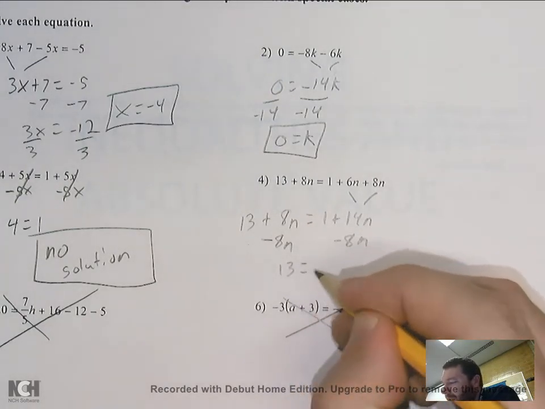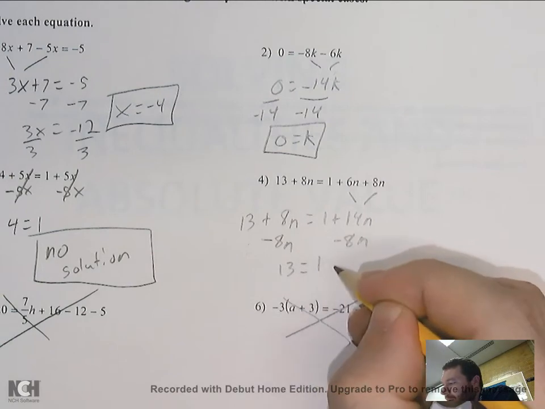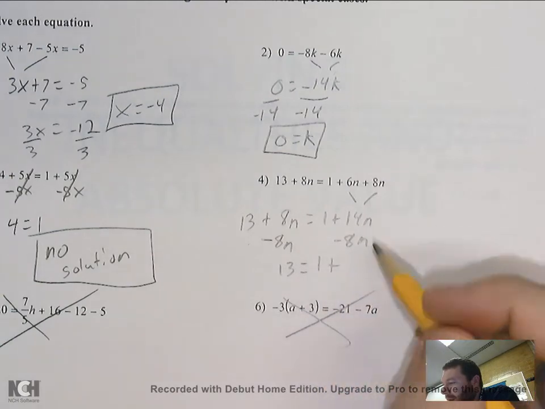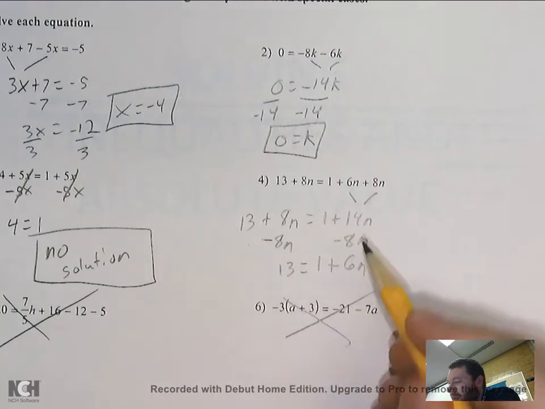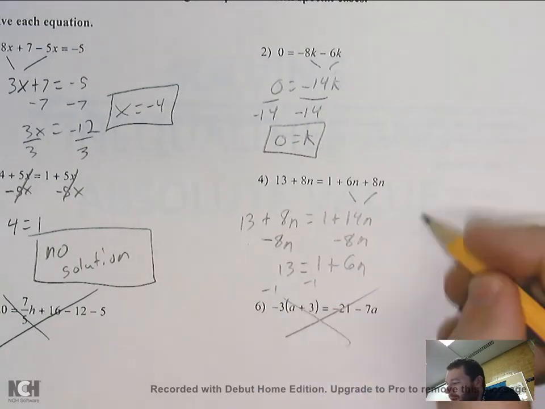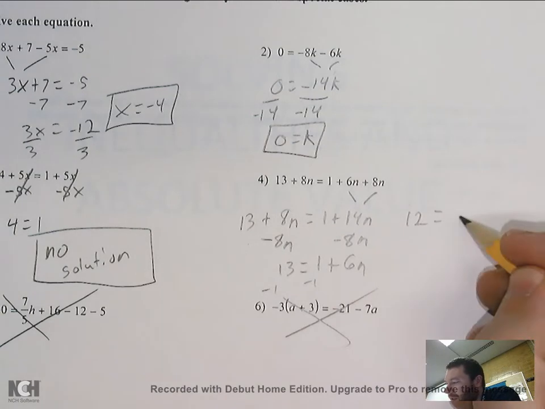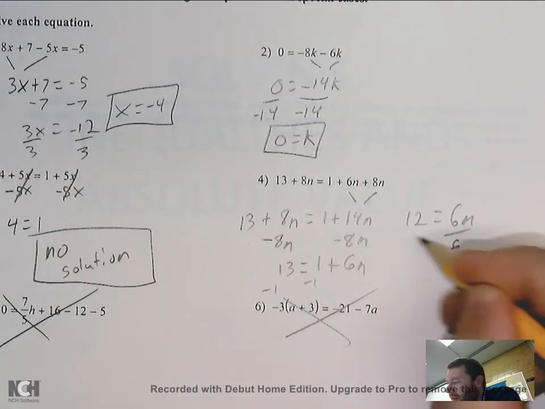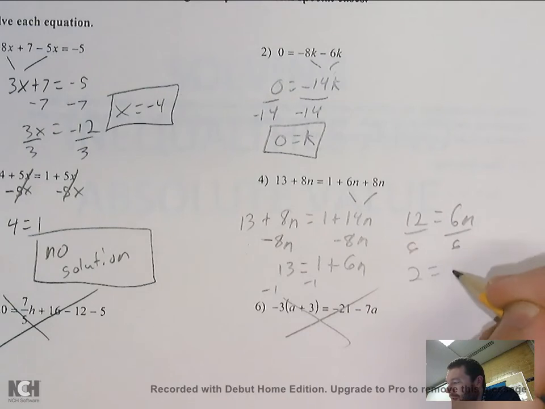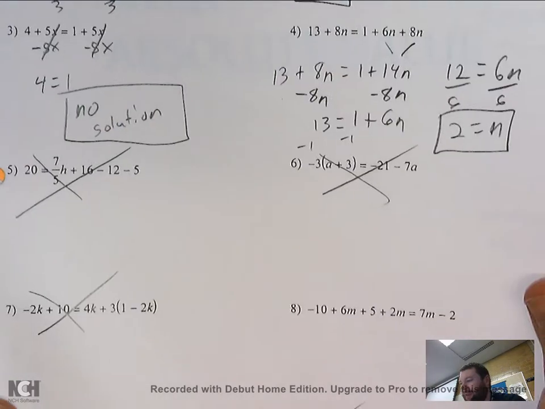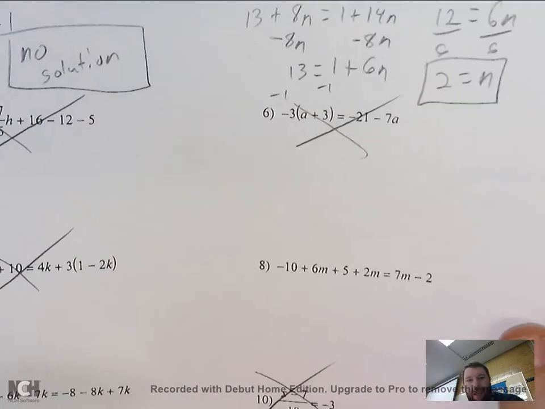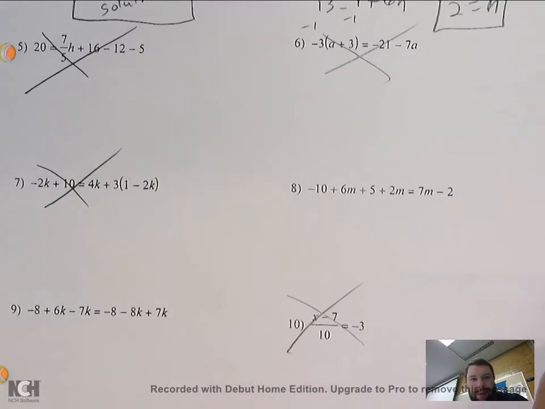That gives you 13 is equal to 1 plus 6n. And then you'd minus 1. It's going to give you 12 is equal to 6n. Divide by 6, and you get 2 is equal to n. So normal stuff here. We're going to cross off 5, 6, 7, and 10, so you don't need to worry about those.